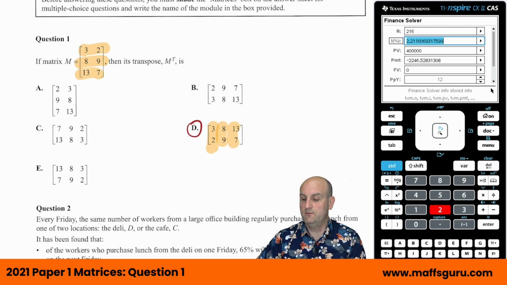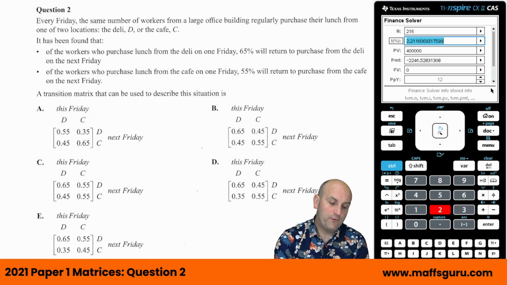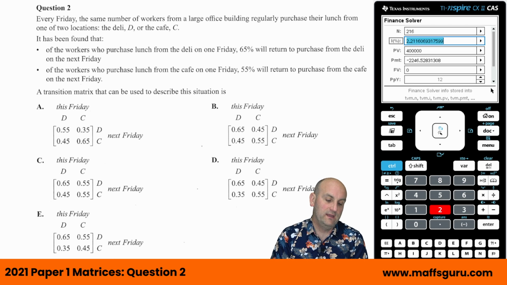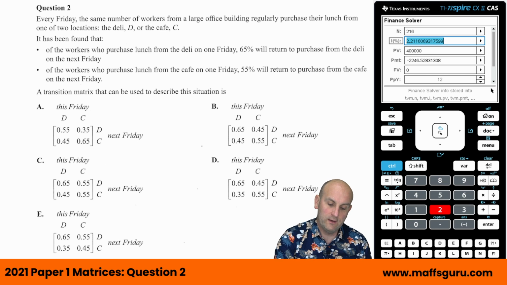A nice question there. Every Friday, the same number of workers from a large office building regularly purchase their lunch from one of 2 locations, the deli or the cafe. It's been found that of the workers who purchase lunch from the deli one Friday, they will return to purchase from the deli the next Friday. So what we're looking for now is this Friday to next Friday, D to D being 0.65. So it can't be that one.